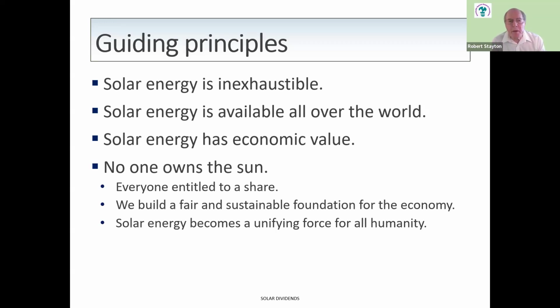As you work through the details, keep in mind the following overarching principles that guide this work. Solar energy is inexhaustible. The sun will not be depleted. Solar energy is available everywhere to a greater or lesser degree. Solar energy carries economic value, allowing money to be generated from it, and no one owns the sun. So there is no reason why everyone can't be entitled to a share. With everyone sharing in the value generated by our primary energy system, the sun, we can build a fair and sustainable foundation for a new economy. Implemented in all countries, solar energy becomes a unifying force for all humanity.